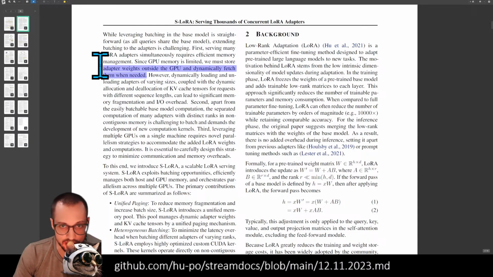So they're storing these LoRAs in the generic computer memory, the RAM, and then they're trying to bring them into the GPU memory. You don't want to be doing that constantly, because that's going to be kind of slow. Coupled with dynamic allocation and deallocation of KV cache tensors for requests with different sequence lengths, this can lead to significant memory fragmentation and I/O overhead.